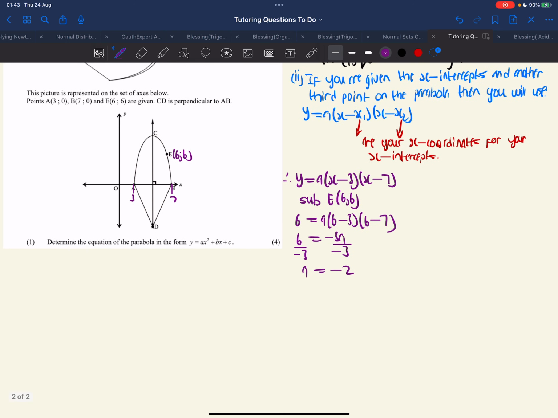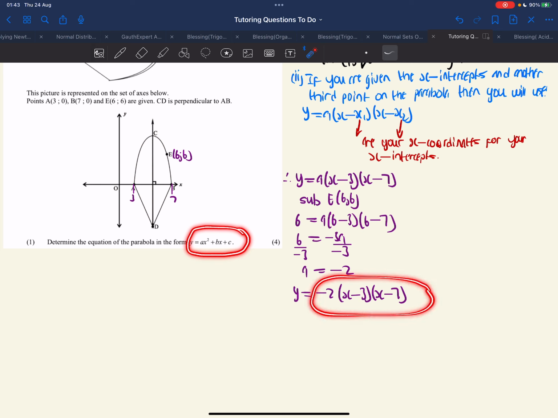and then you should get your a to be minus 2. Now if you rewrite that equation, it should be y equals minus 2(x minus 3)(x minus 7). Now they didn't want us to leave the equation here. They want us to put this equation into that kind of a form, which we normally refer to as the standard form. Now for us to do that, we're gonna need to expand these brackets and then multiply inside with the minus 2. So we're gonna use the distributive law to expand both brackets.